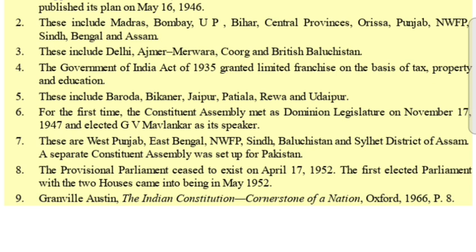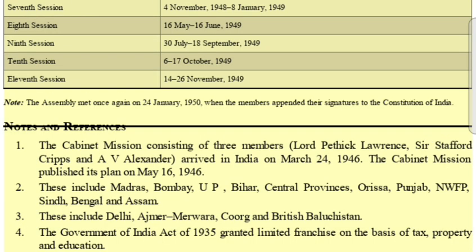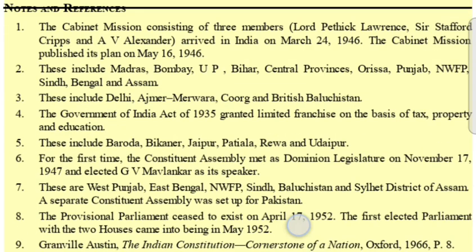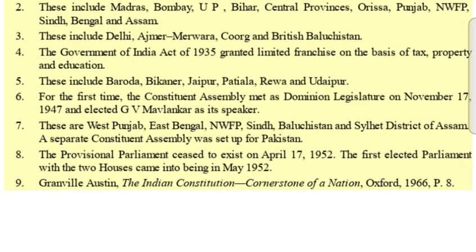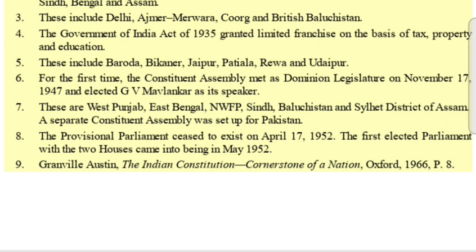4. The Government of India Act of 1935 granted limited franchise on the basis of tax, property and education. 5. These include Baroda, Bikaner, Jaipur, Patiala, Rewa and Udaipur. 6. For the first time, the Constituent Assembly met as Dominion Legislature on November 17, 1947 and elected G.V. Mavlankar as its Speaker.